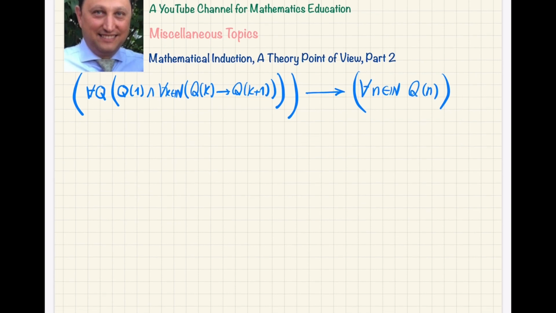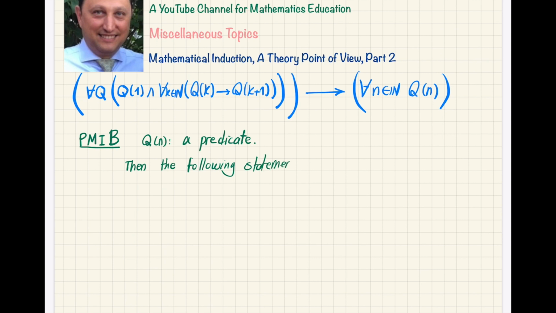Okay, but I want to make it a little bit shorter. The reason this is called second order logic, by the way, is because you are using the quantifier on the predicate itself. So to avoid this confusion and make the discussion simpler, let me avoid writing this and write something like this. I would write principle of mathematical induction version B. Again, I assume that Q of n is a predicate. Then the following statement is true.